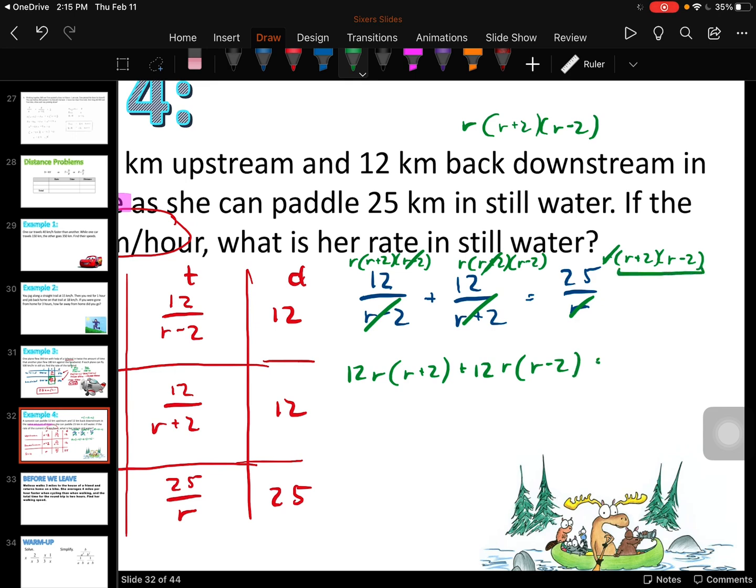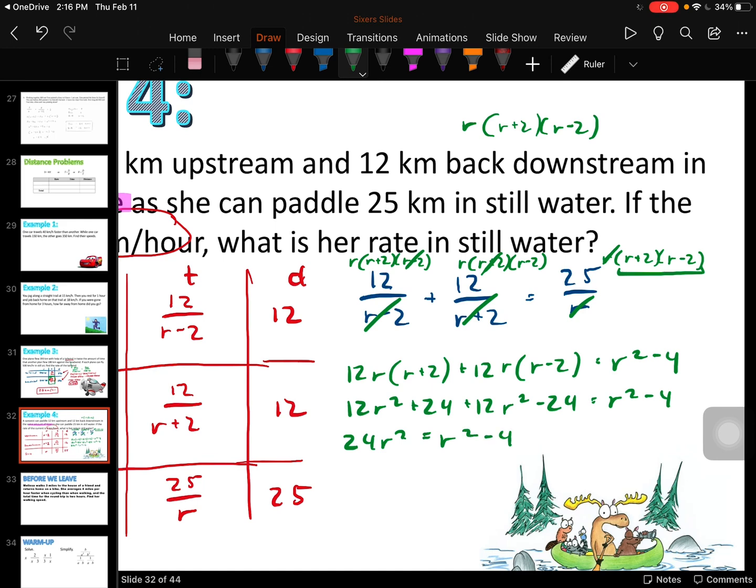I'm going to FOIL this out now, r squared minus 4. We can distribute: 12r squared plus 24r plus 12r squared minus 24r equals r squared minus 4. Combine your like terms. You guys should be able to do this pretty quickly at this point. When you combine your like terms, the 24r and the 24r cancel, so you just get 24r squared, and then we have equals r squared minus 4.